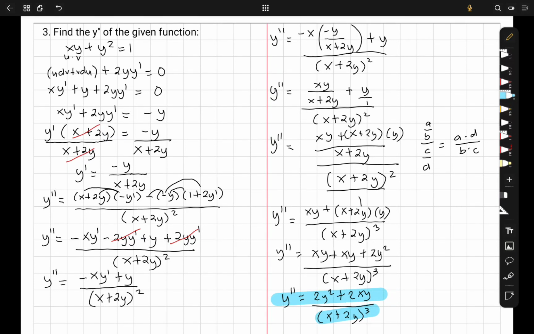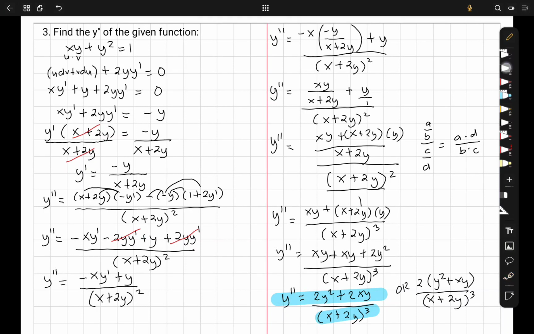So, this could be your final answer, or since we can still factor out the 2, right? So, we have y squared plus xy all over x plus 2y raised to 3. So, the y squared plus xy, look at our given, right? We have xy plus y squared, right? Which is equal to 1.